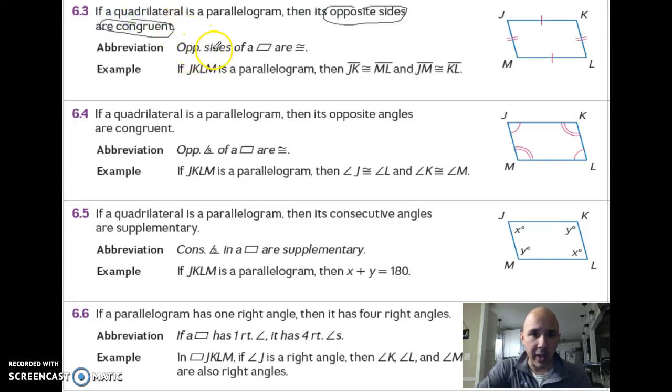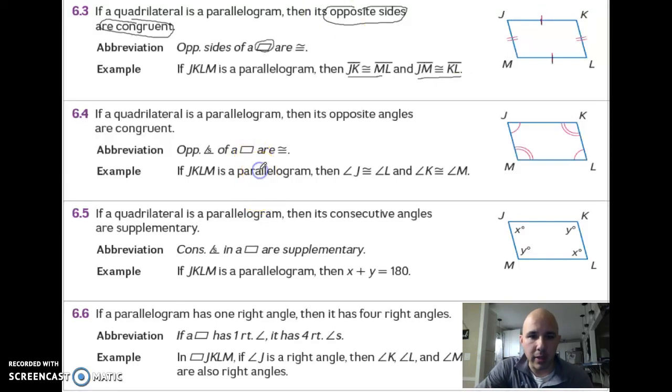Now here's the abbreviation on this property. Opposite sides of a parallelogram, this represents parallelogram, if they're congruent. So again, this will be JK will equal ML, and then JM equals KL. Let me know if you have any questions on this first property for parallelograms.